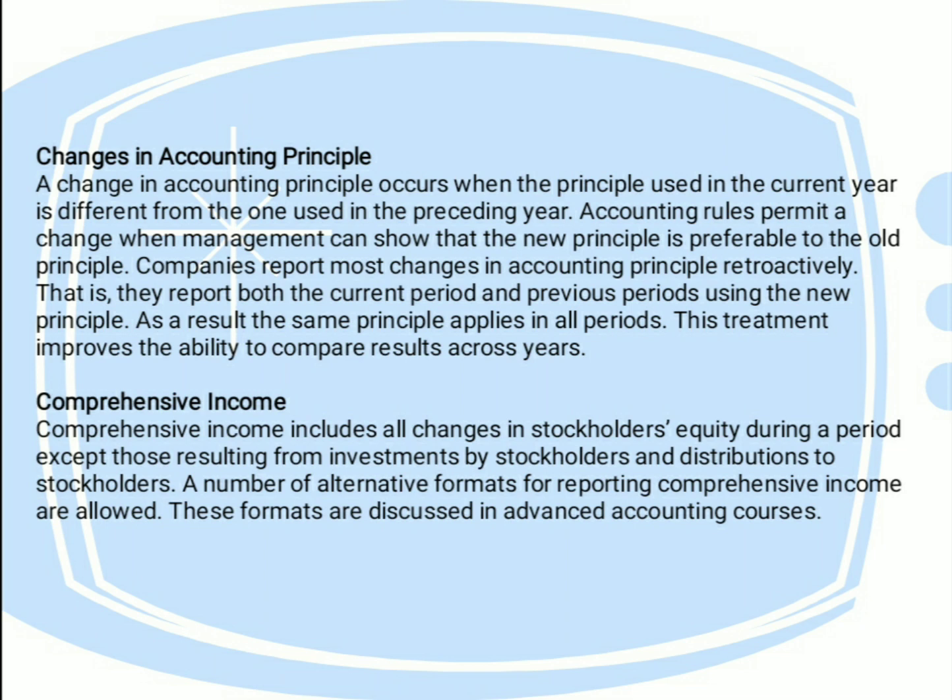Comprehensive income. Comprehensive income includes all changes in stockholders' equity during a period except those resulting from investment by stockholders and distribution to stockholders. A number of alternative formats for reporting comprehensive income are allowed. These formats are discussed in an advanced accounting course.